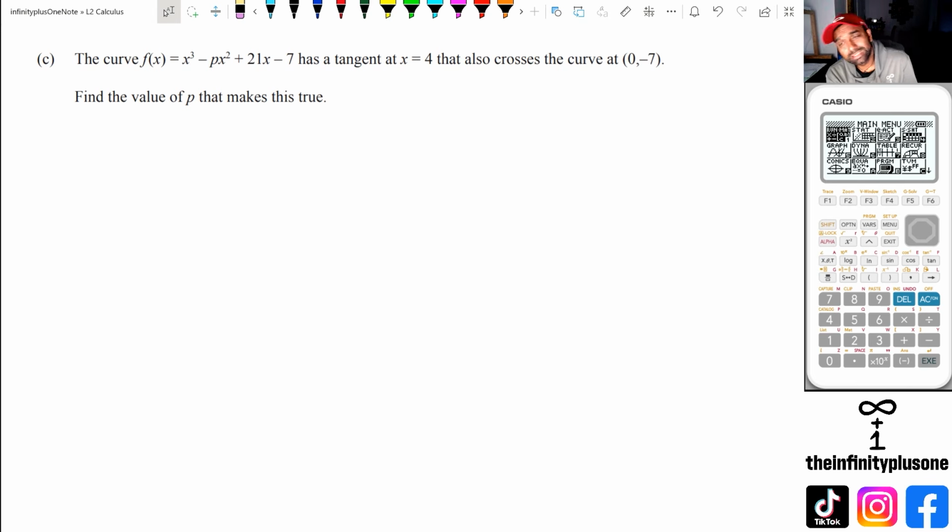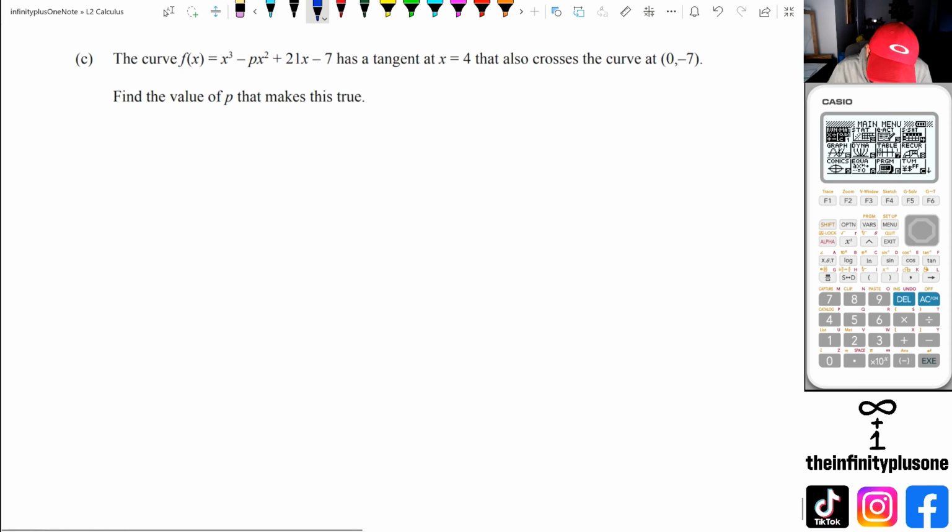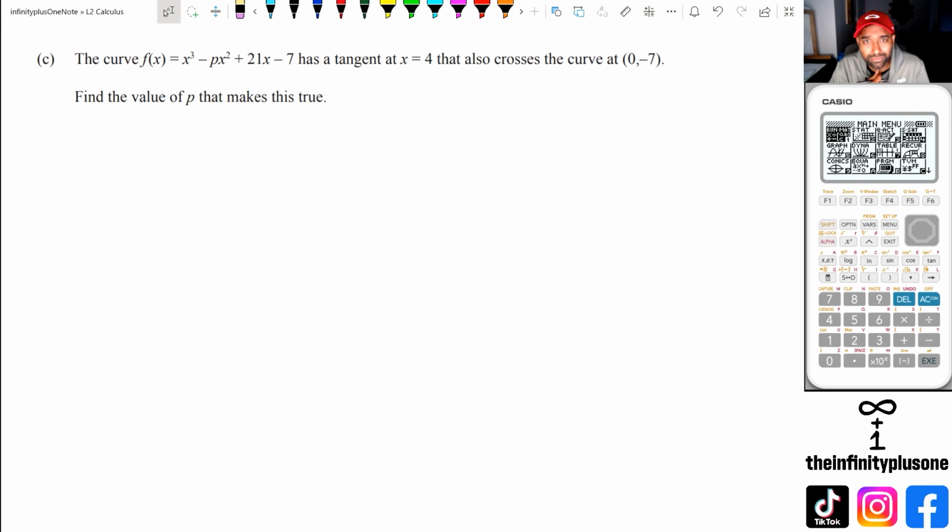Now, once again, folks, in the speedrun, I actually did this a different way. So in this one, I'm going to try and do a different way. So let's try and do this, all right? What we've got is a gradient function, has a tangent at x equals 4, and also crosses the curve at (0, -7). Love it. So the first thing I want to point out is that it has a tangent at x equals 4, but the tangent crosses the curve at (0, -7).